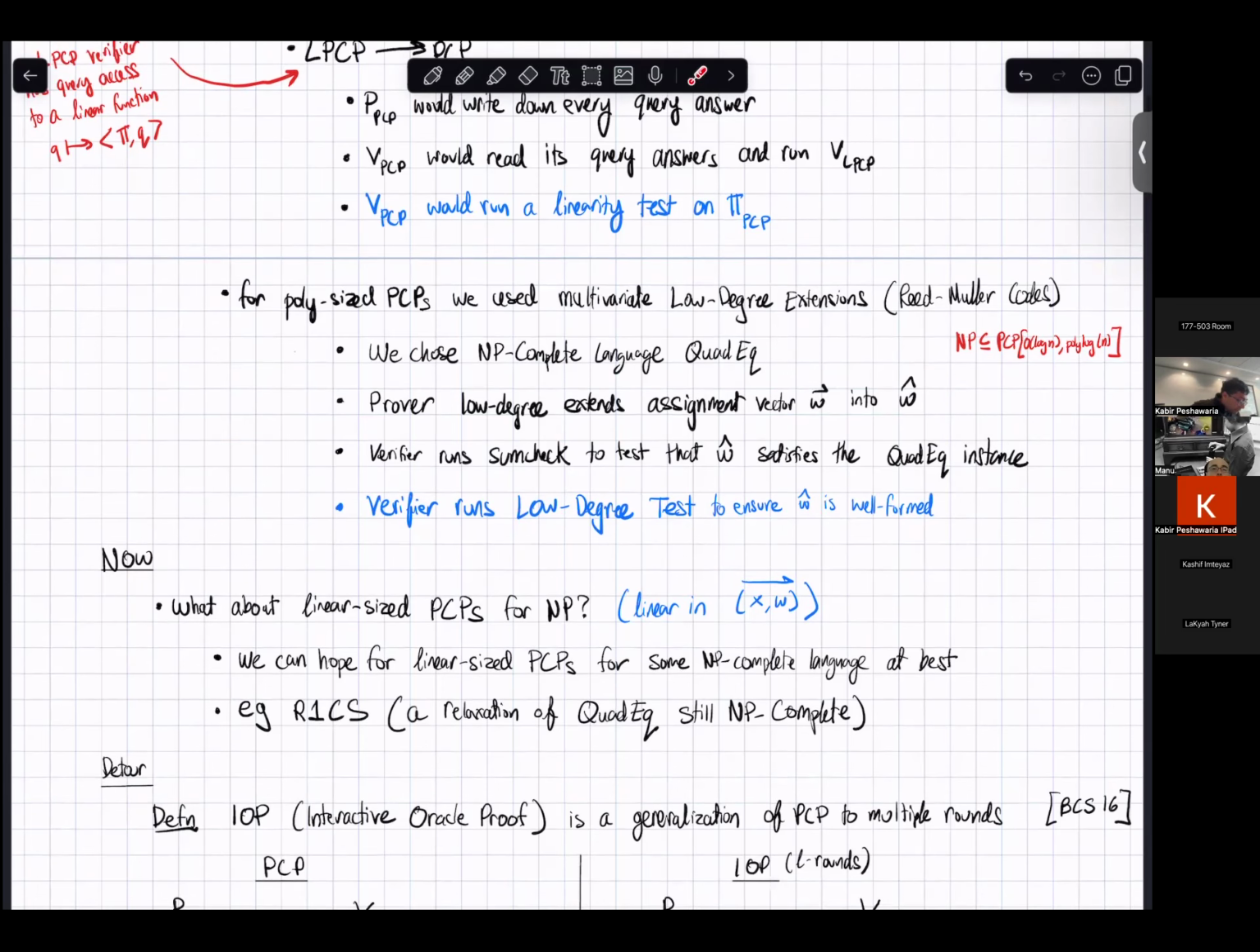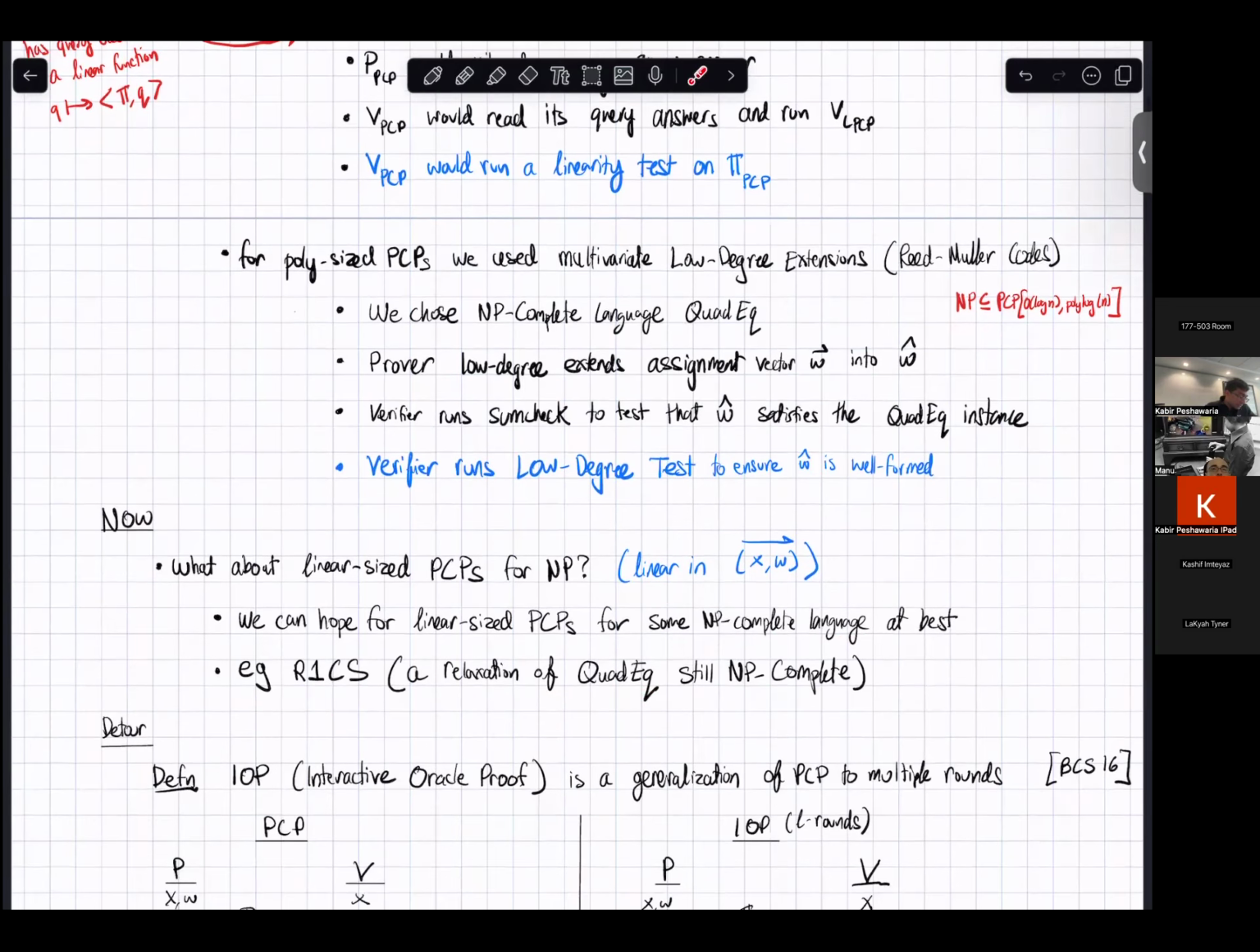Cool. Yeah. So linear size PCPs. Yeah, even better than quasi-linear. Now, yeah, like I said, we can't really hope for a linear size PCP for every NP language, but we can hope for some NP complete language, let's say. So the example that we'll take here is R1CS, which is a relaxation of quadratic equations, but still NP complete.